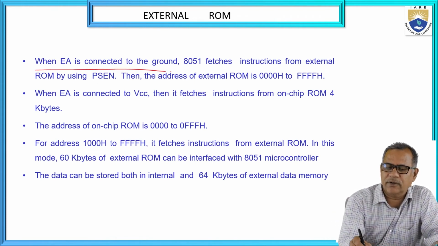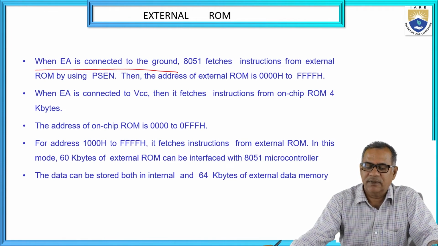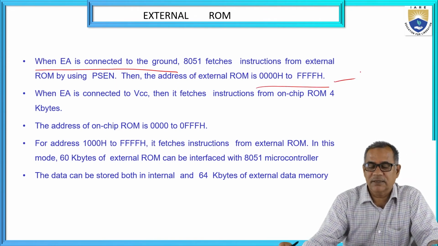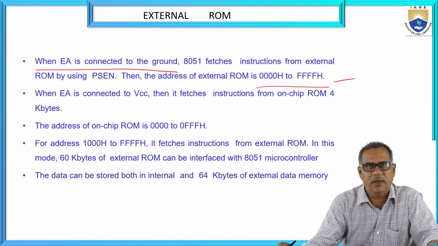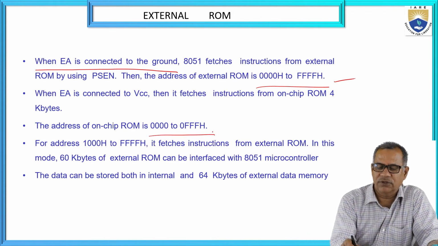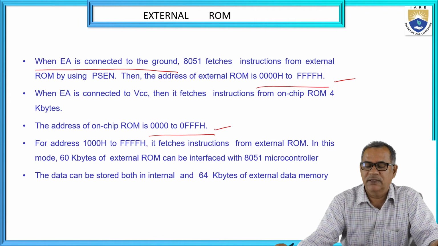So when EA bar is connected to ground, the 8051 fetches instructions from the external ROM using PSEN, program store enable. So the address of the external ROM is going to be 0000 to FFFFH. But if EA bar is connected to VCC, then it fetches instructions from the on-chip ROM, which is 4 kilobytes. So, in that case, the address is in the range 0000 to 0FFFH. And for addresses 1000 to FFFFH, it fetches instructions from the external ROM. So, in that mode, 60 kilobytes of external ROM can be interfaced with the 8051 microcontroller.